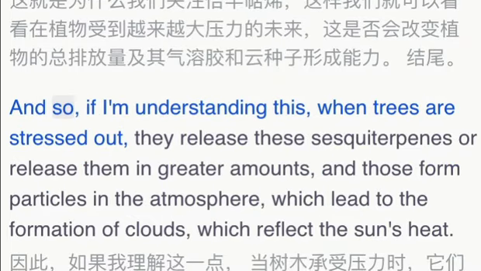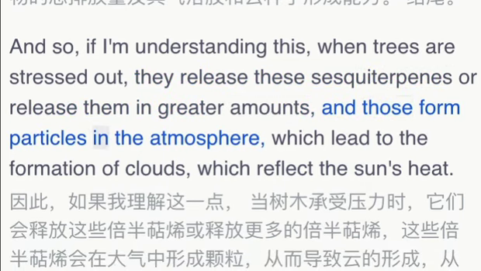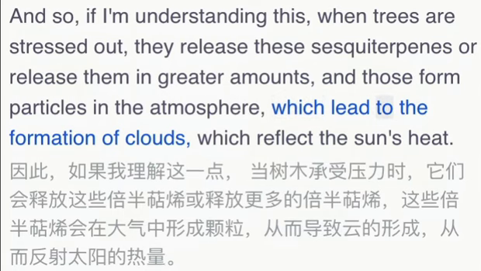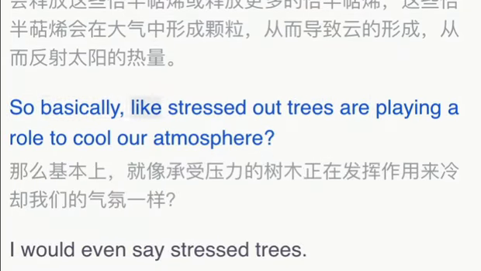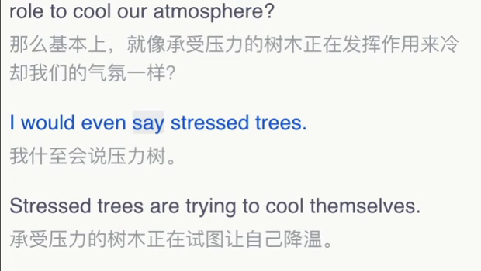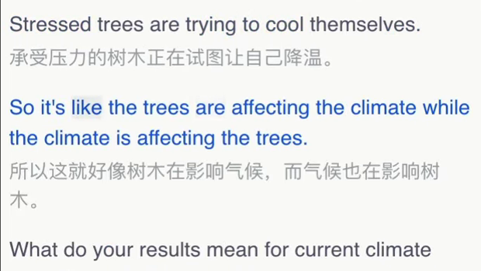And so if I'm understanding this, when trees are stressed out, they release these sesquiterpenes, or release them in greater amounts, and those form particles in the atmosphere, which lead to the formation of clouds, which reflect the sun's heat. So basically, like, stressed out trees are playing a role to cool our atmosphere? I would even say stressed trees are trying to cool themselves. So it's like the trees are affecting the climate while the climate is affecting the trees.